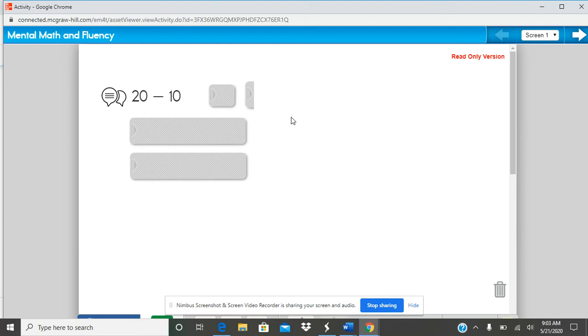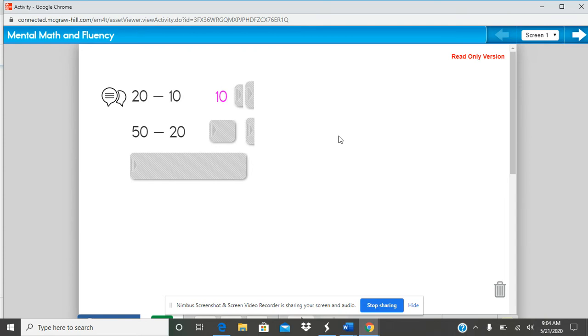So our first subtraction problem to get our brains ready to subtract is 20 minus 10. What is the difference between 20 minus 10? Difference is the answer we get when we subtract. 20 minus 10 is like 2 minus 1. 2 tens minus 1 ten equals 10. You got it. All right, our next one is 50 minus 20.